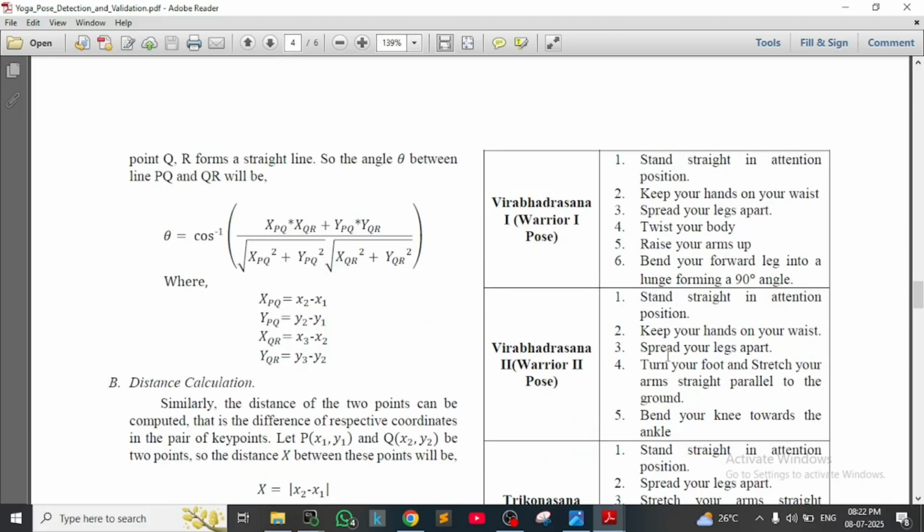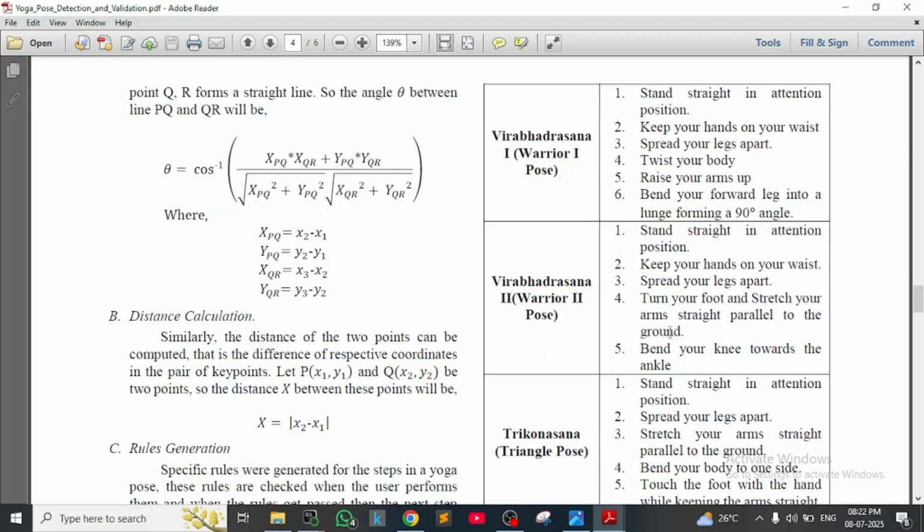Warrior 2 pose, that's Virabhadrasana 2. Stand straight in attention position. Keep your hands on your waist. Spread your legs apart. Then turn your foot and stretch your arms straight parallel to the ground. Next, bend your knee towards the ankle.